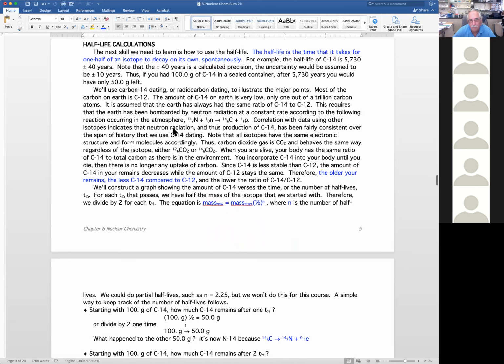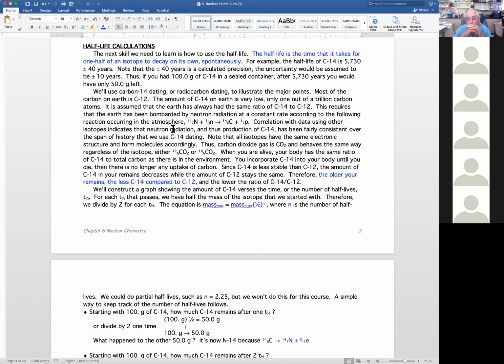So anyway, I think there's enough practice there. And the next real skill is half-life calculations. So the half-life is the time it takes for one half of an isotope to decay on its own spontaneously. That little table on the periodic table lists several of the different half-lives for the different isotopes.